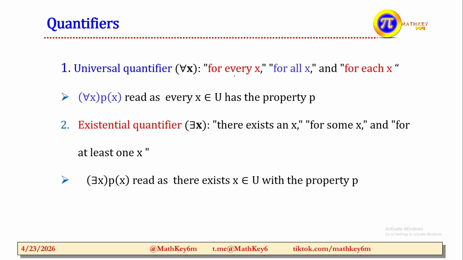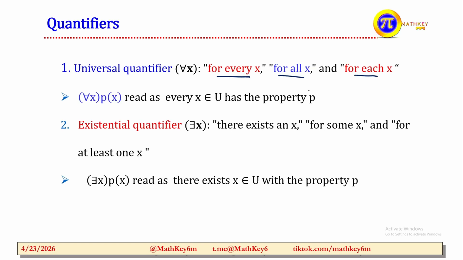In case of universal quantifier, it says for all x, it means that it satisfies the given condition for every x, or we can say for all x or for each x. It is denoted by this inverted A, p of x, which tells us every x in the universe has the property p. If you take any x, then it satisfies the property p. As I told you before, in case of existential quantifier, there exists an x.